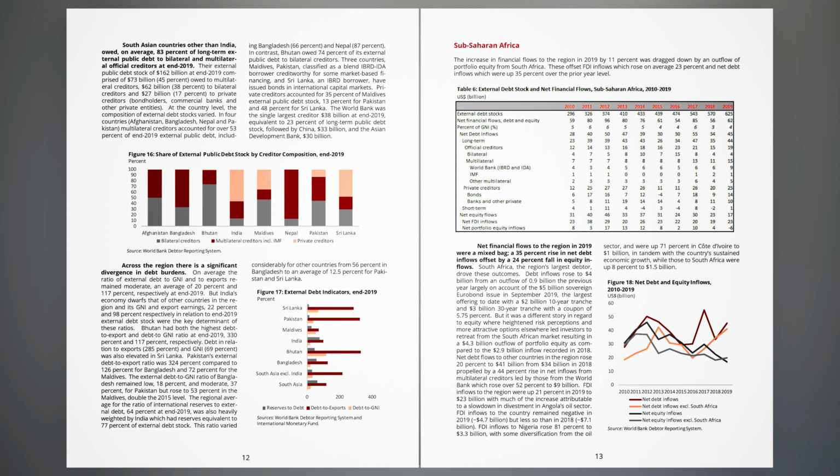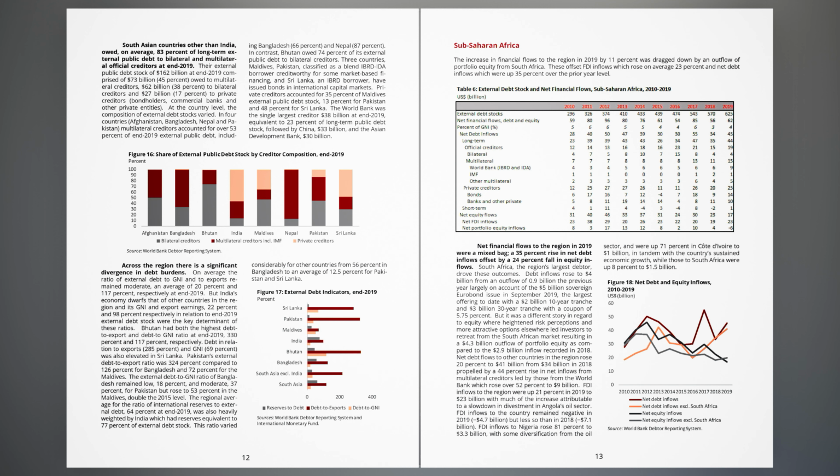Debt inflows rose to $4 billion from an outflow of $0.9 billion the previous year, largely on account of the $5 billion sovereign Eurobond issue in September 2019, the largest offering to date, with a $2 billion 10-year tranche and $3 billion 30-year tranche with a coupon of 5.75%. But it was a different story in regard to equity, where heightened risk perceptions and more attractive options elsewhere led investors to retreat from the South African market, resulting in a $4.3 billion outflow of portfolio equity as compared to the $2.9 billion inflow recorded in 2018.